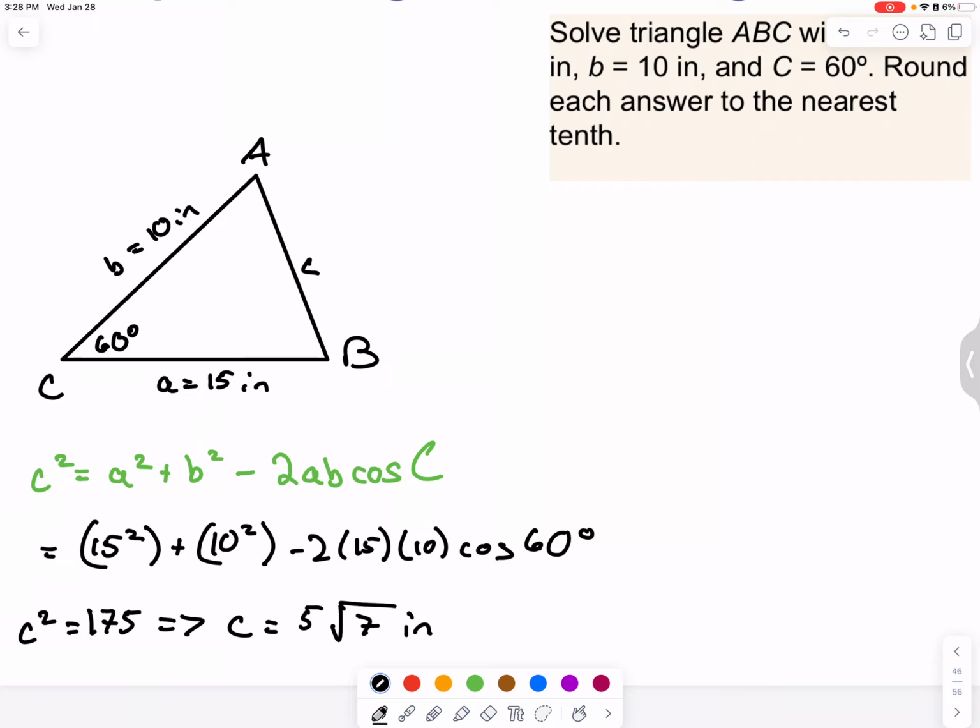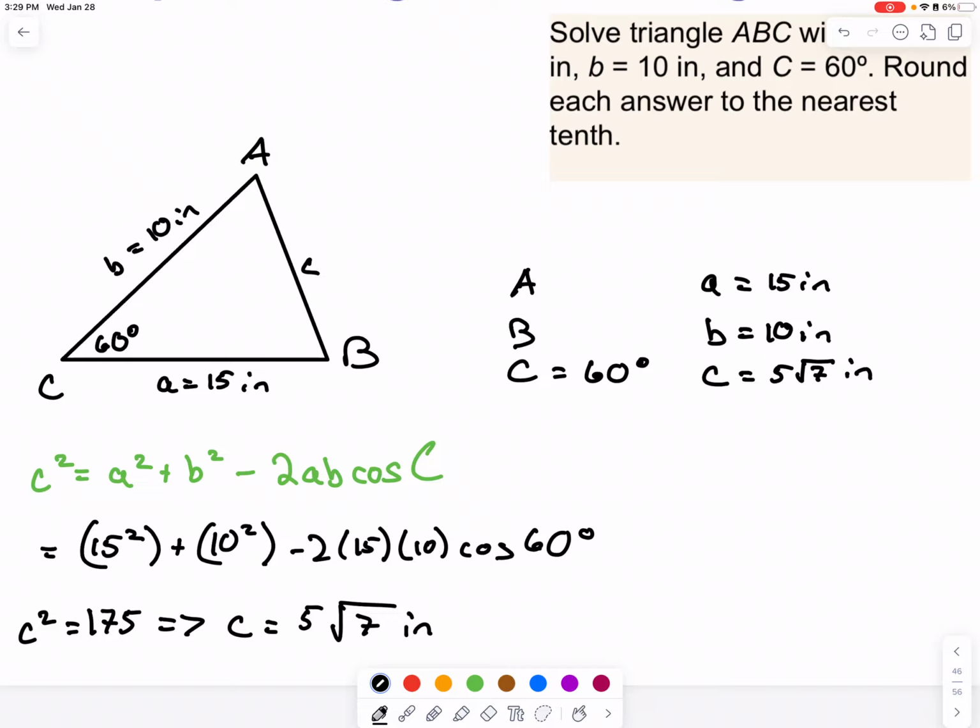Solve the triangle. Okay. So what we got, angle A, angle B, angle C. Let me clear these up. So we're given angle C at 60 degrees. We also want to find side A, B, and C. We're given side B is 10 inches. Side A is 15 inches. So we got side C. The exact result we got was 5 times the square root of 7 inches.